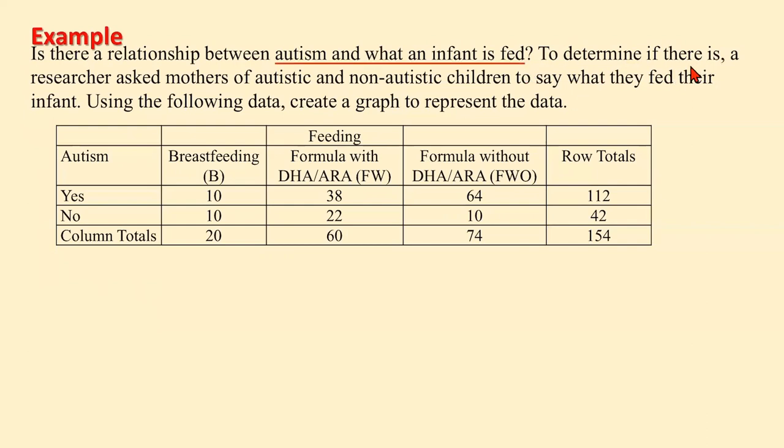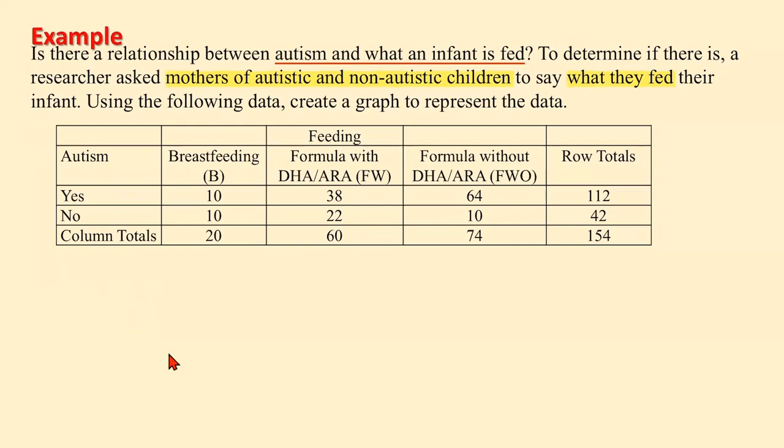To determine if there is a relationship, a researcher asks mothers of autistic and non-autistic children. So what they are doing is they are asking the mothers of autistic and non-autistic children to say what they fed, right? So here we're looking at two things. One is whether the child is autistic or not. And the second thing is what is fed.